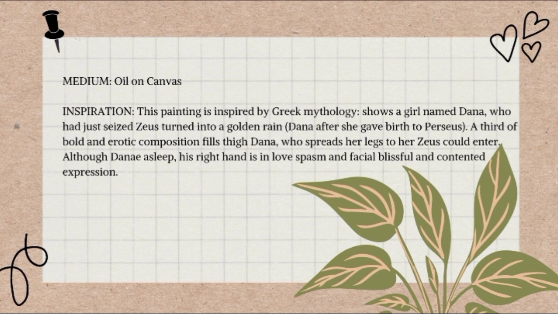Inspiration. This painting is inspired by Greek mythology and shows a girl named Danae who had seen Zeus turned into golden rain, after she gave birth to Perseus. A bold and chaotic composition fills the space beside Danae, who spreads her legs so Zeus could enter. Although Danae is asleep, her right hand is in a love spasm, and her face has a blissful and contented expression.